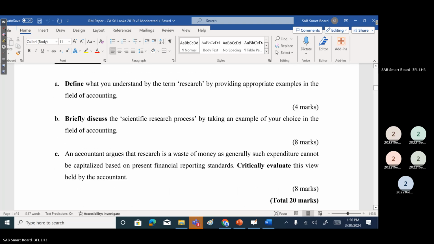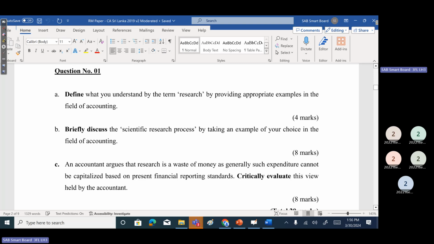Okay, question number 1. Last time there was a small scenario given, asking you whether it's a research or not. Now here there is a direct question: define what you understand by the term research by providing appropriate examples in the field of accounting. Did we define what research is? Yes, I told you: the systematic investigation to find out something. So in accounting also you can come up with a new accounting standard through research, or a new accounting method, like maybe a new depreciation method, a new leasing method, or a new method for accounting for financial instruments.